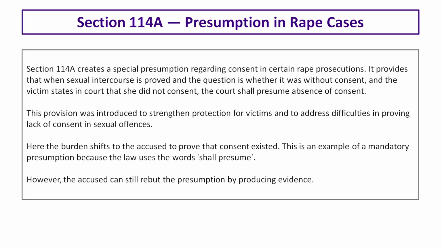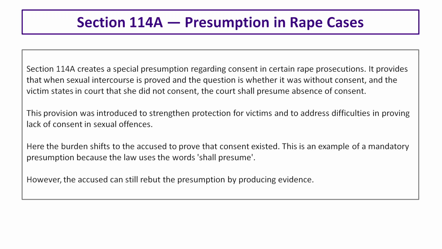According to this section, if sexual intercourse by the accused is proved and the woman states in a court that she did not consent, then the court shall presume that there was no consent. The words "shall presume" are very important. This means that the court must accept the absence of consent unless the accused proves otherwise. So, in such cases, the burden shifts to the accused. The accused must produce evidence to show the consent actually existed.